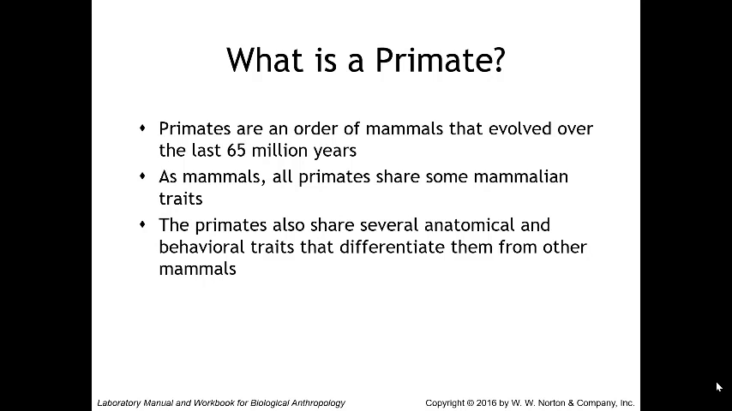As mammals, all primates share mammalian traits, right? So the presence of mammary glands, fur, the development of the fetus in the womb, and giving birth to live young. So the primates also share several anatomical and behavioral traits that then differentiate them from other mammals, right? So we're going to talk about those traits, and then we're going to get into the taxonomy classification, and that is going to be what we talk about for the entire lab.